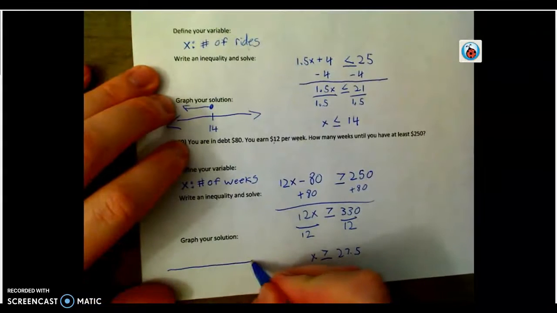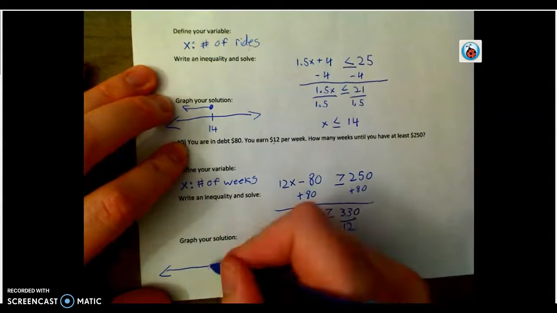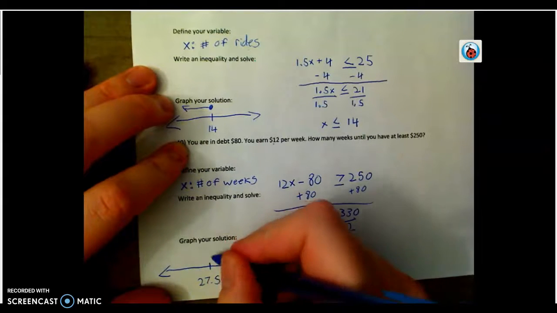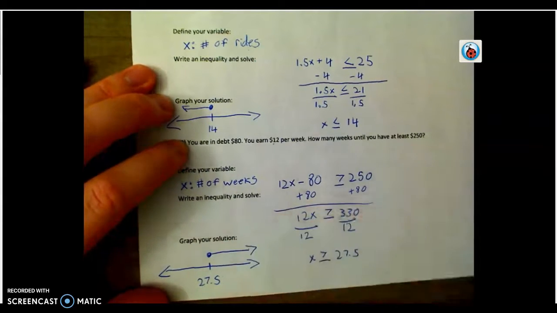Then to graph it, make a number line. Our boundary point of 27.5. Closed circle. Shaded to the right.